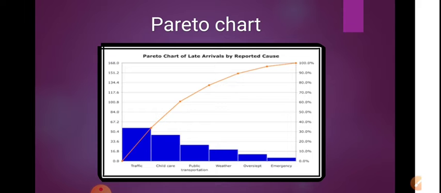Now, what is the meaning of Pareto chart? It contains the columns sorted in a descending order, together with a line display with the cumulative total. Descending order means, suppose 1 to 10 is there, so my descending order will be from 10 to 1.